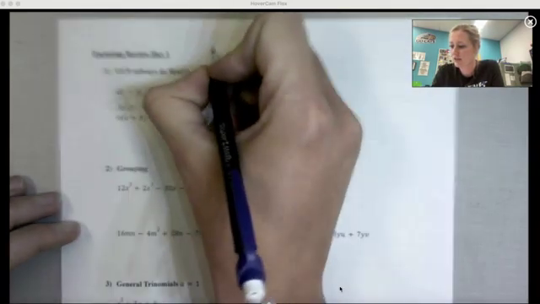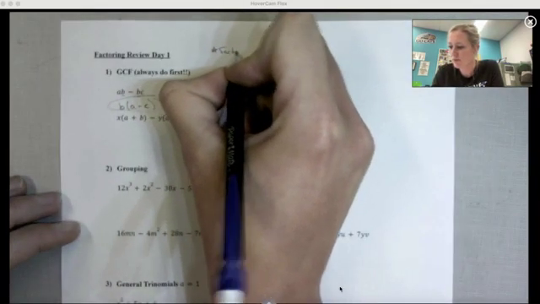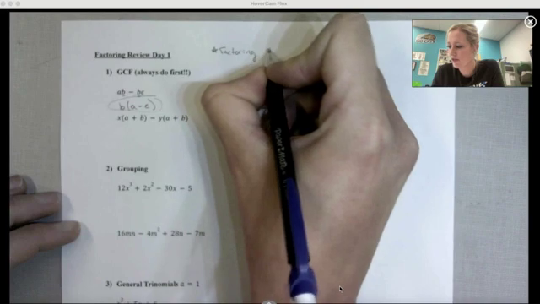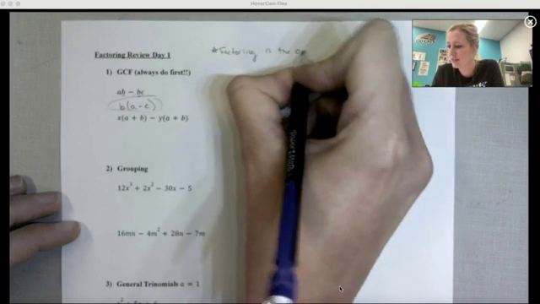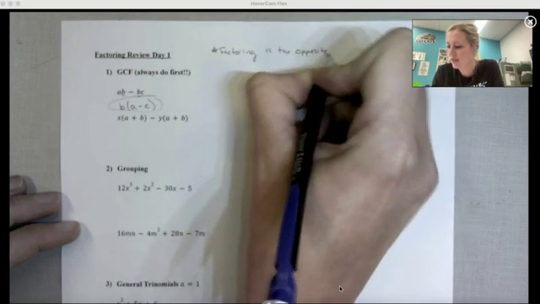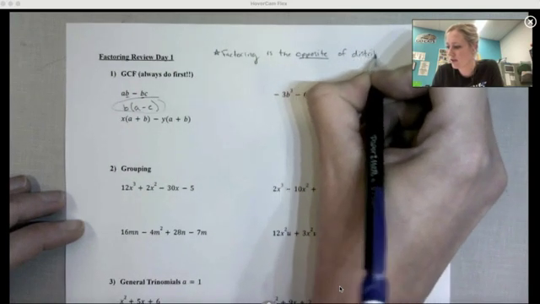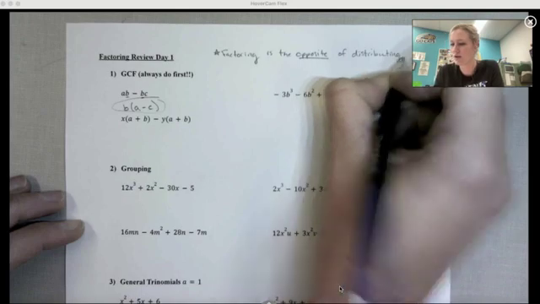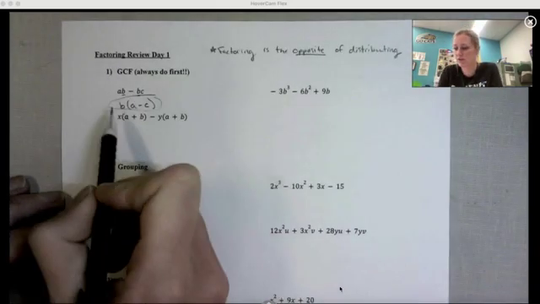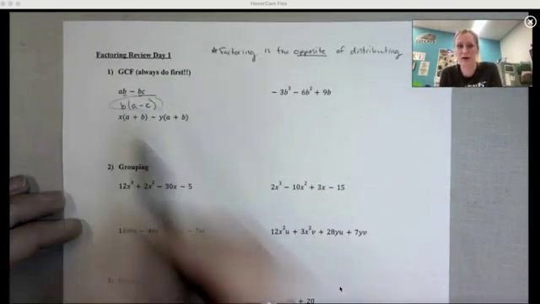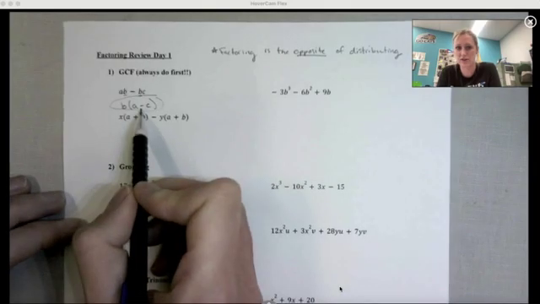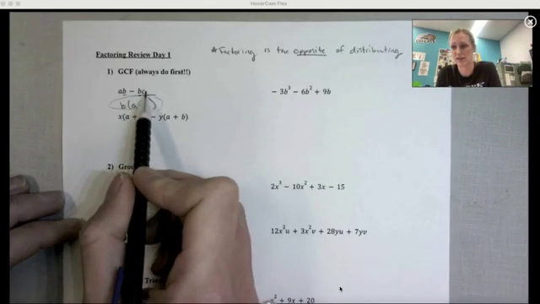Factoring is the opposite of distributing. If I were to distribute the b back, I would end up where I started. So this is considered factored, and this is considered expanded, okay?